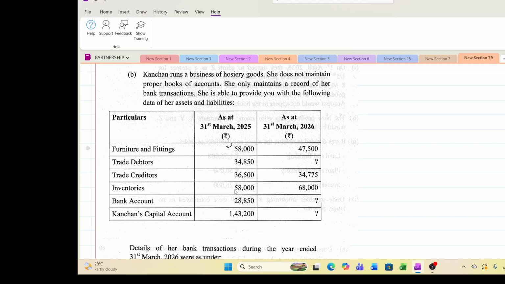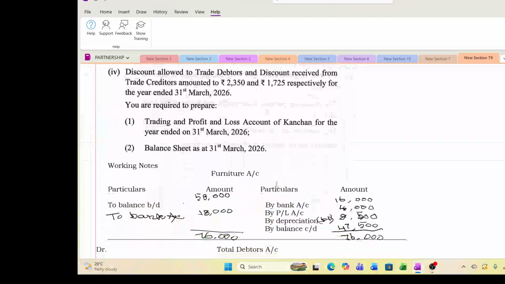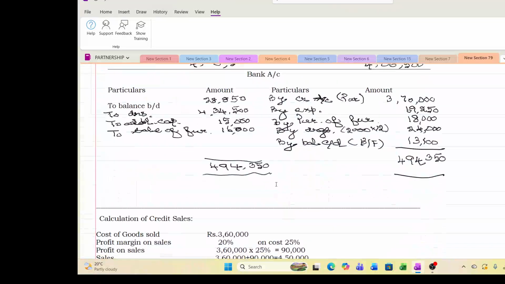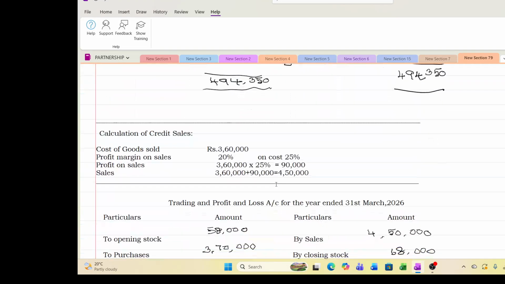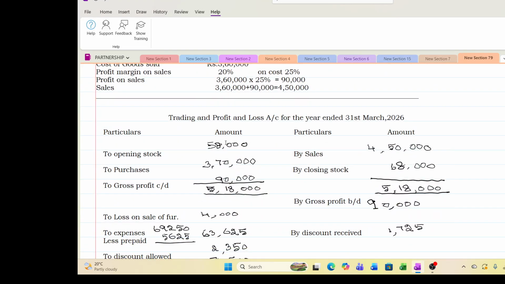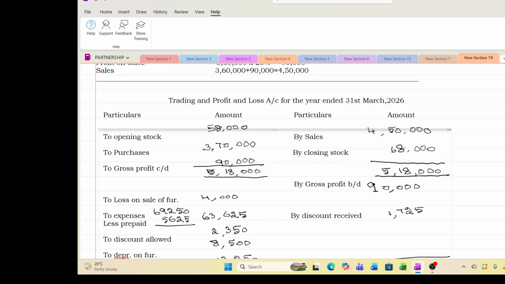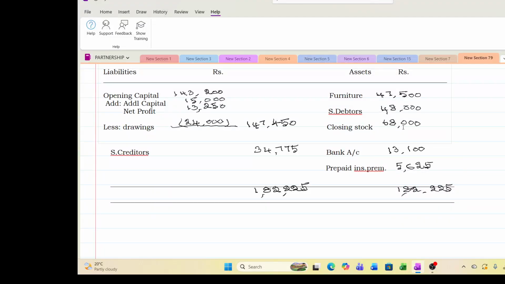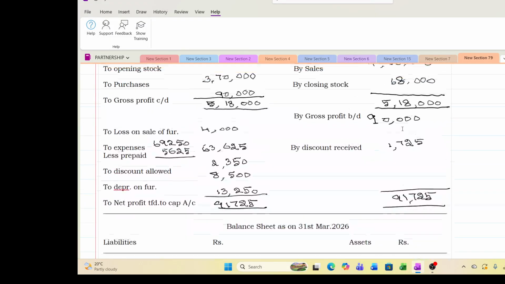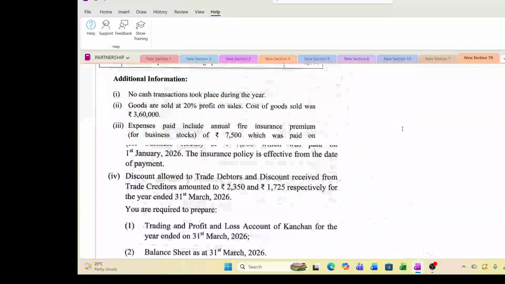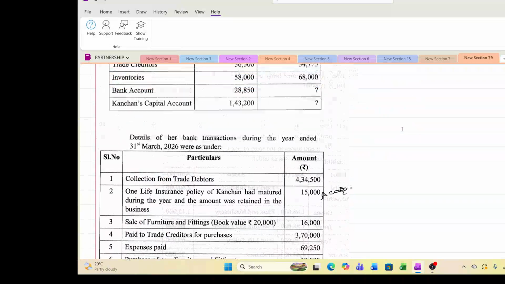Both will appear in your trading account, as well as in your closing balance sheet. So open all the accounts and then start entering one by one. So in the trading and P&L account, opening balance 58,000, closing stock 68,000, and come to your balance sheet, write the closing stock 68,000. Okay. Going to the next item.